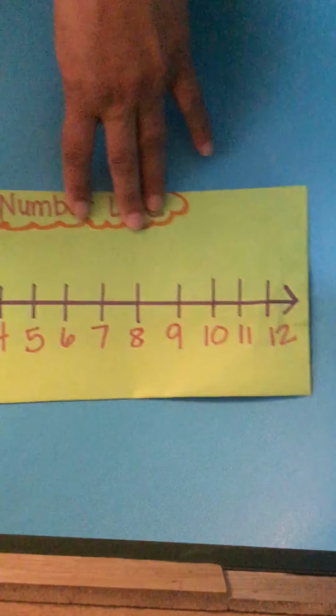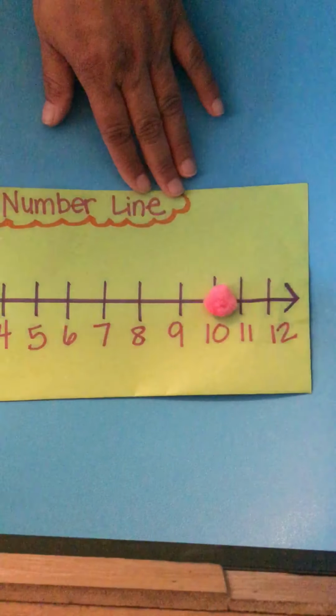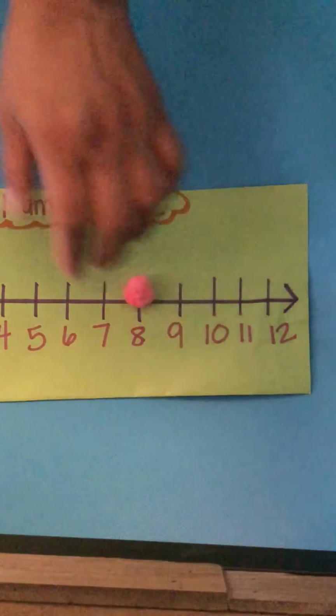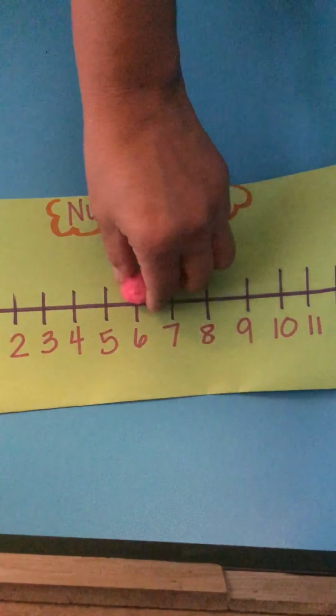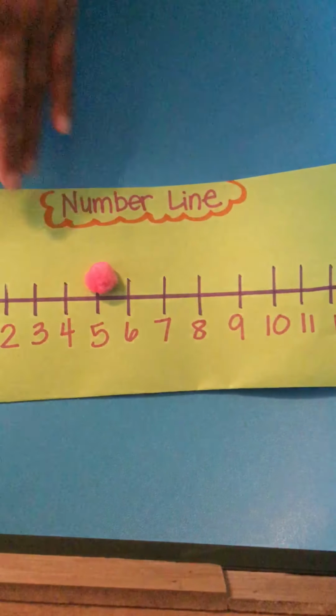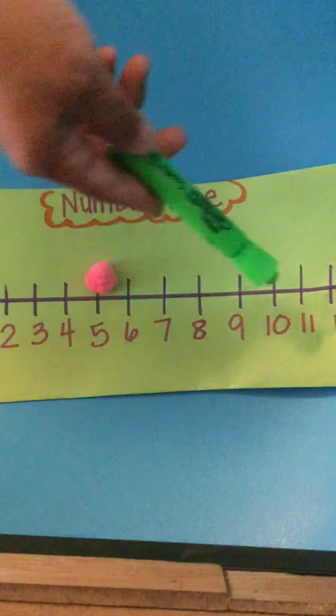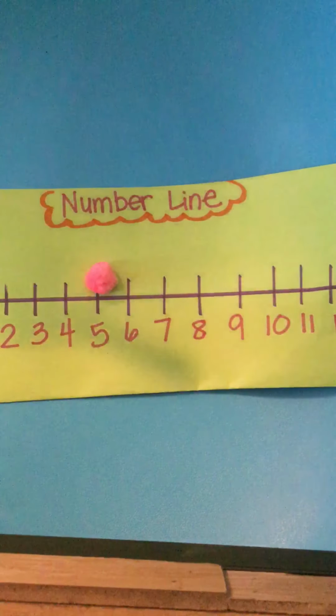Okay, so I'm going to go where? To 10. How many are we going back? 5. Go. 1, 2, 3, 4, 5. Yay, we did it. See? 10 take away 5 is 5.